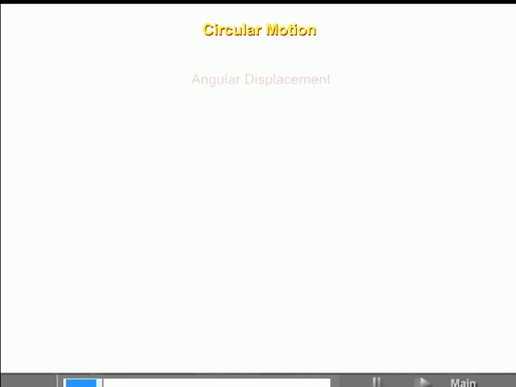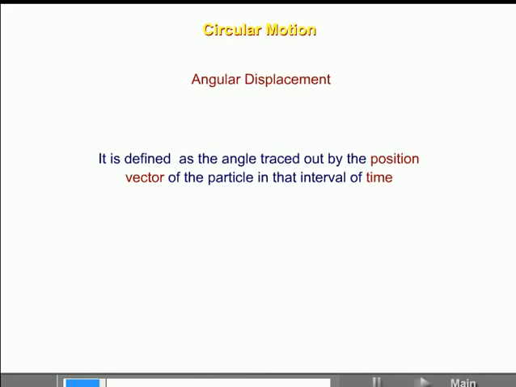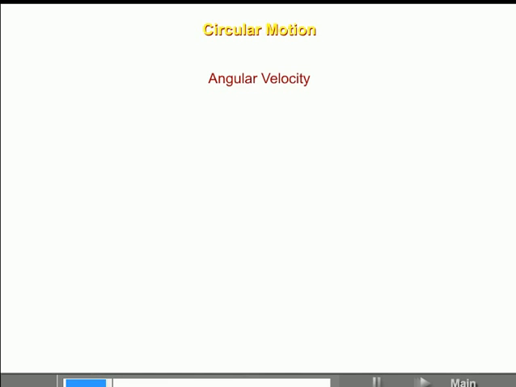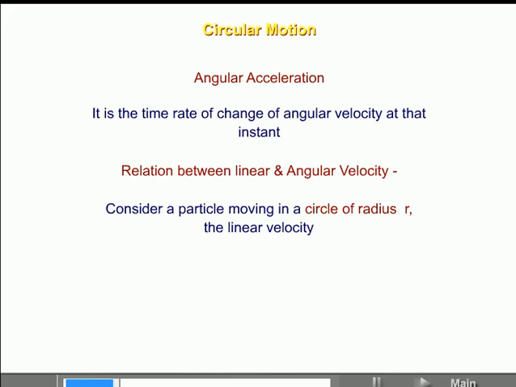Explanation. Angular displacement. It is defined as the angle traced out by the position vector of the particle in that interval of time. Angular velocity. It is the time rate of change of angular displacement. Angular acceleration. It is the time rate of change of angular velocity at that instant.